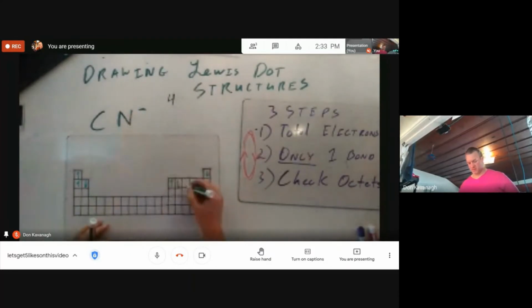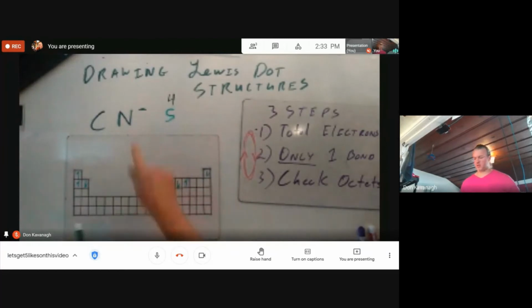Nitrogen, let me look that up. Boron, carbon, nitrogen. Nitrogen has 7 electrons total, but only 5 are in the valence shell. So nitrogen brings 5 to the buffet.